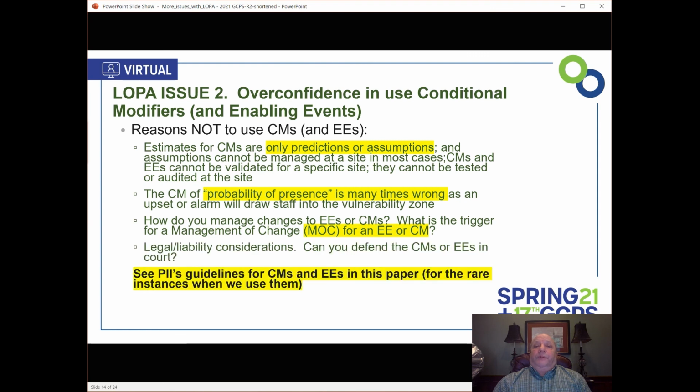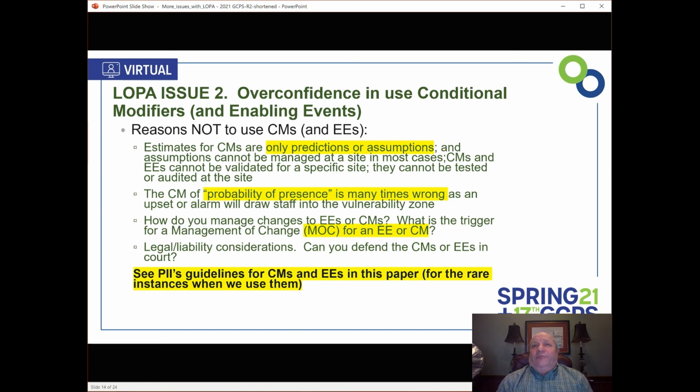Another big issue we've seen, and it's getting more prevalent, I think. Art Dowell also has a similar opinion. Too many people have a lot of confidence in conditional modifiers and enabling events. This even led to CCPS chartering the textbook on the same topic. The originators of LOPA don't agree on using conditional modifiers and enabling events. We mentioned them in the first LOPA book, yes, but that was only kind of in the context of completing the picture. They're usually used inappropriately, the wrong values are used. You can't really prove these values are valid. In many cases, they're just wrong, like the probability of presence. If there's an alarm or strong indication, the human's going to go into the process and try to figure out what's going on, and they'll probably be walking into the vulnerability zone, right in harm's way.